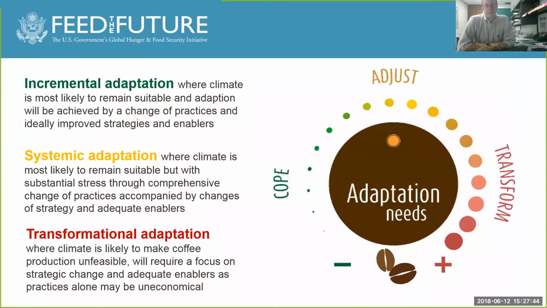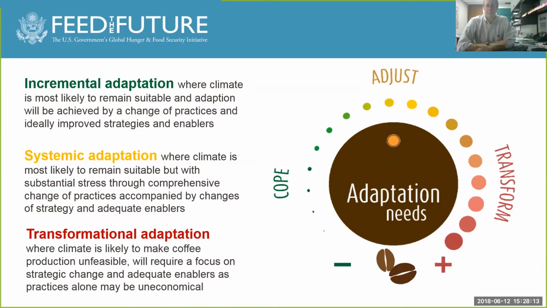Incremental adaptation areas are areas where climate will probably remain suitable for coffee through 2050. So yes, we need to implement good agricultural practices. Yes, we need to think about proper management and proper post-harvest and proper investment in the coffee crop. But in general, these areas will be able to continue to produce coffee into 2050. Yes, they need support. Yes, they need investment, but they're going to continue to produce coffee.